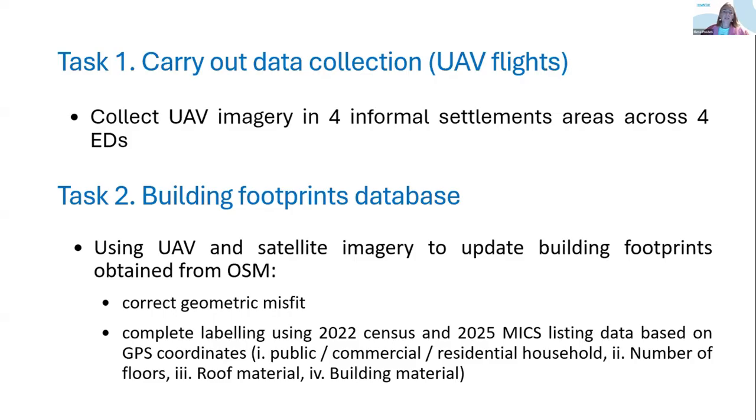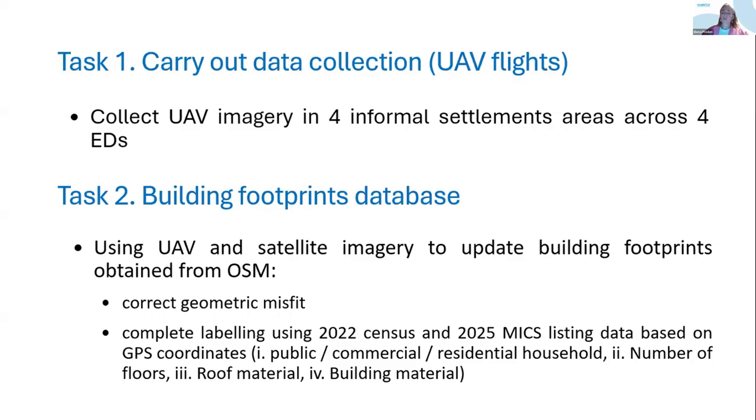Then the second task is related to building a footprints database that would be hosted by the GIS unit of the National Statistical Office, but by building also on the crowdsourced building footprints data that already exist, that then would need to be corrected. So geographic misfit would need to be corrected based on the newly acquired UAV data. And then also a lot of labeling is incomplete.